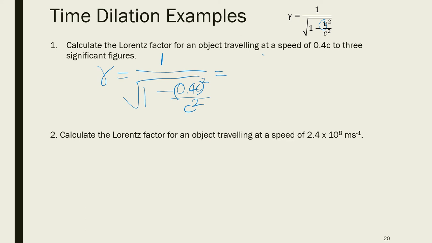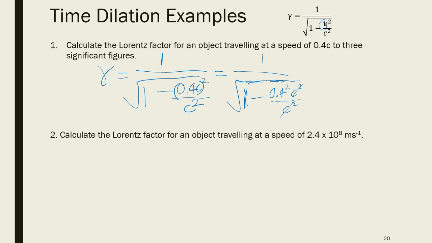And if we were to simplify this, we're going to have 1 over the square root of 1 take away, and if you square this, 0.4c squared is 0.4 times 0.4, which is 0.4 squared, times c squared. So it's going to be 0.4 squared times c squared over c squared, and guess what?